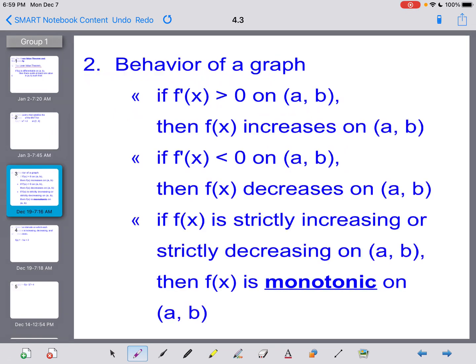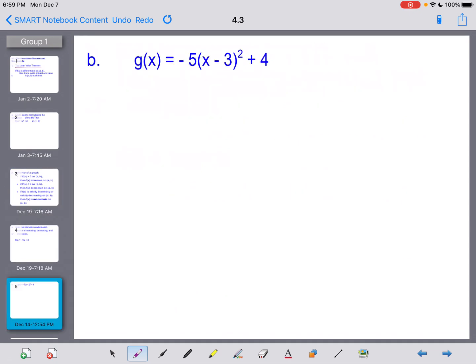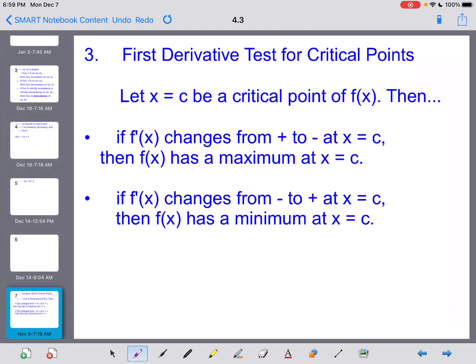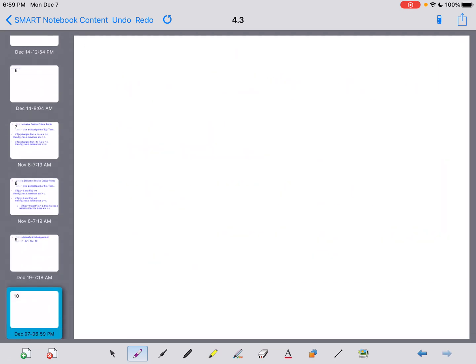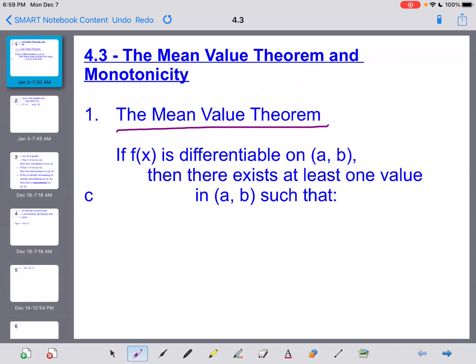Because once we get into behavior of a graph here pretty soon, and then we talk about where a function is increasing or decreasing or what we call monotonic, this really relates much more to what we're going to be doing in sections 4.4 and 4.6. So I think this is going to be a pretty short video while we just talk about the mean value theorem.